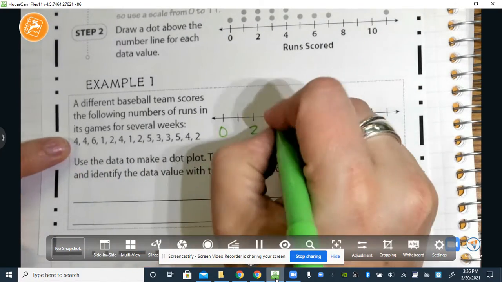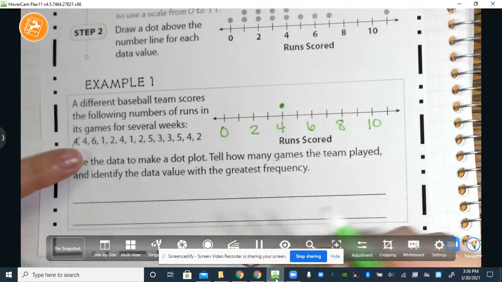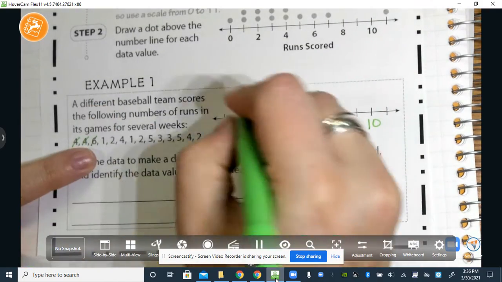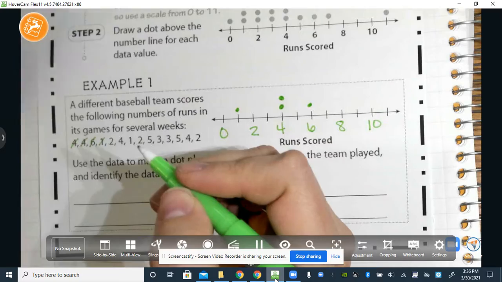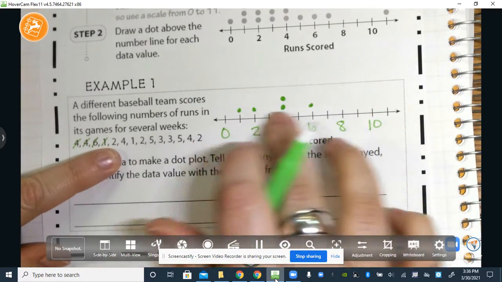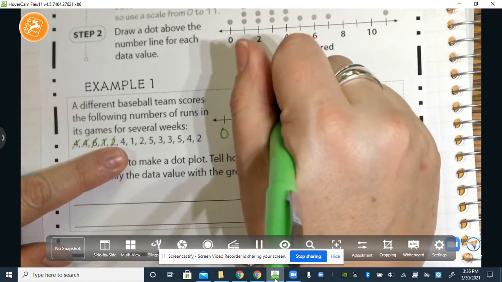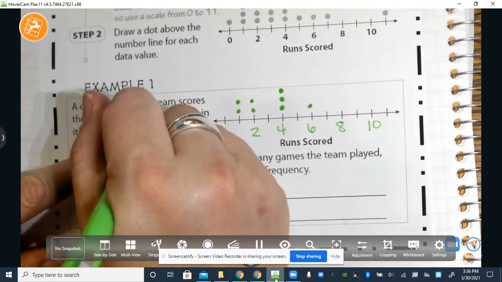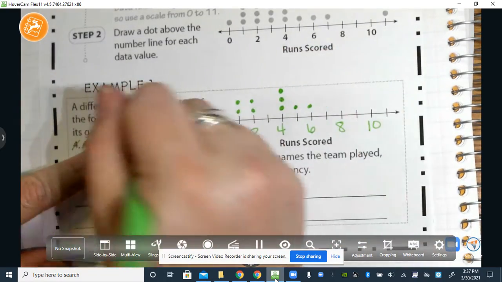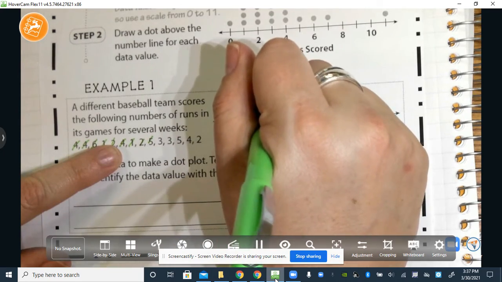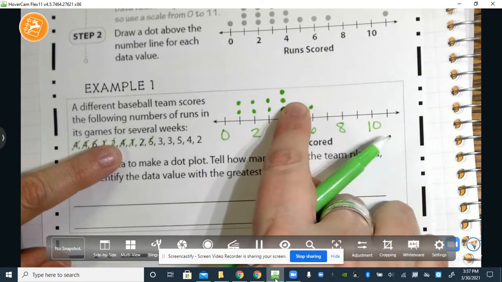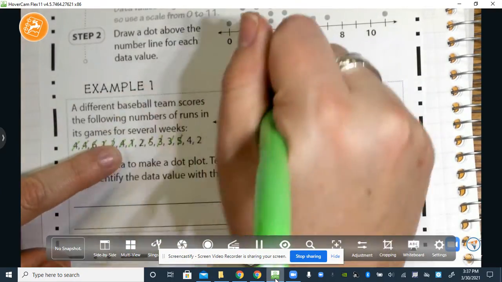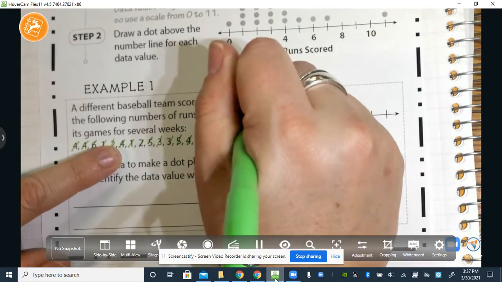So I have a 4. I put a dot over 4, cross it out. I have a dot 4, another 4, 6. And when I'm making my dot plot, I'm going to do my best to make them all kind of equal, like they're all in the same line here. 2, 1 at 5, 1 at 3, 2 at 3. And do you see, the 2 kind of goes, they're on the same little row there. There's another 1 at 5, another 1 at 4, another 1 at 2.